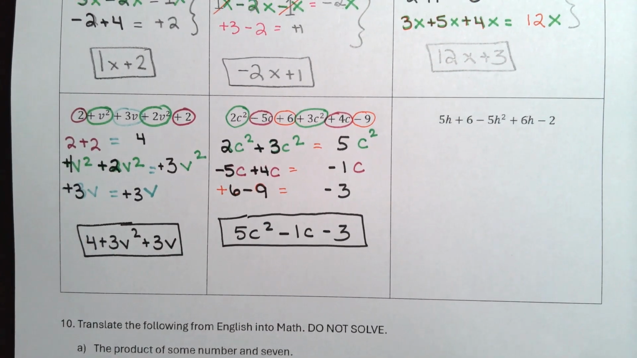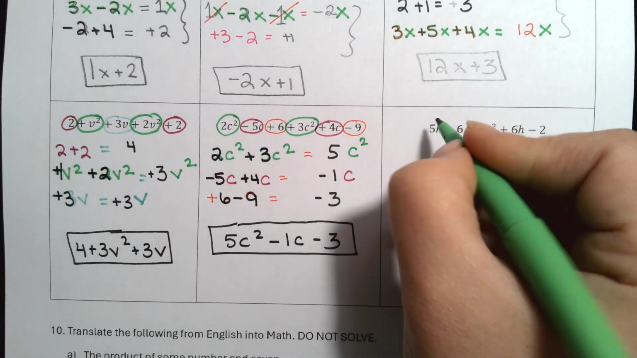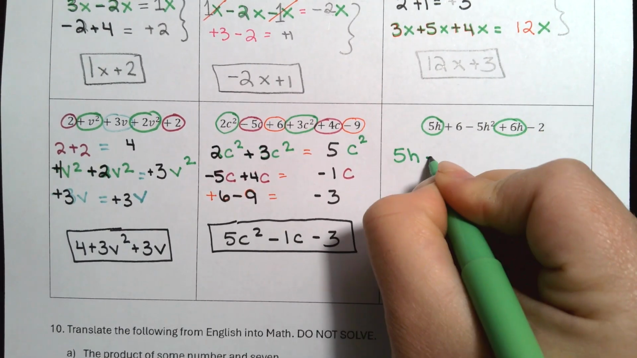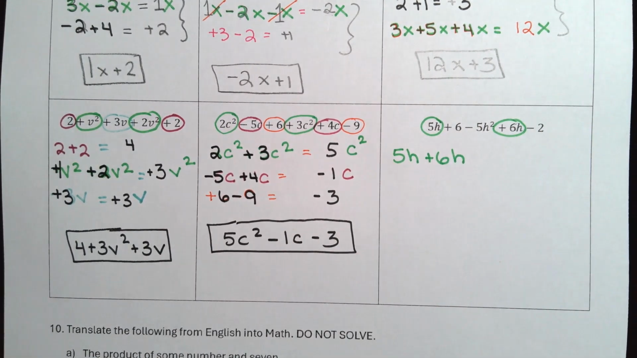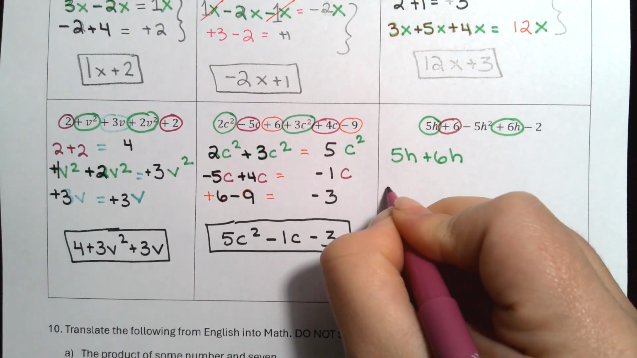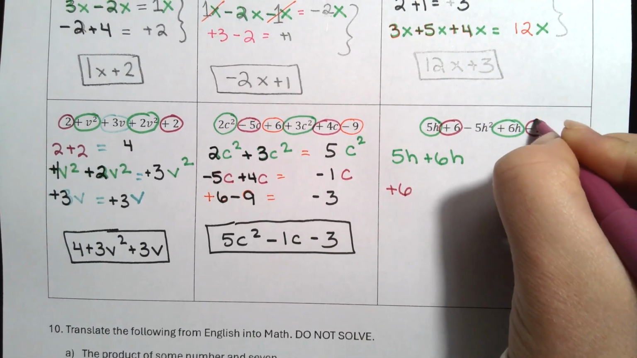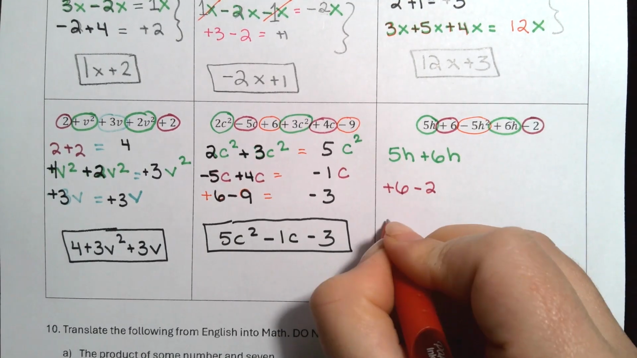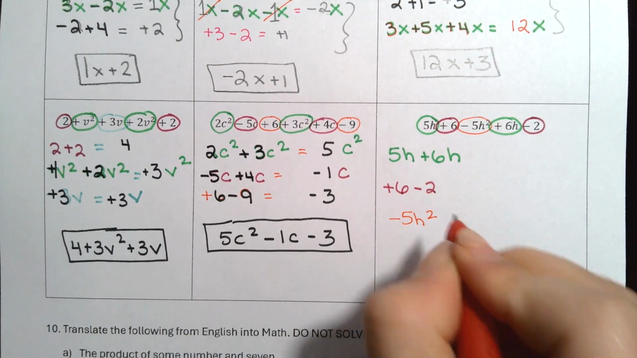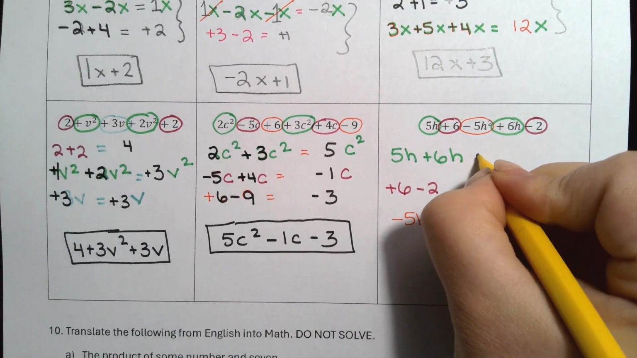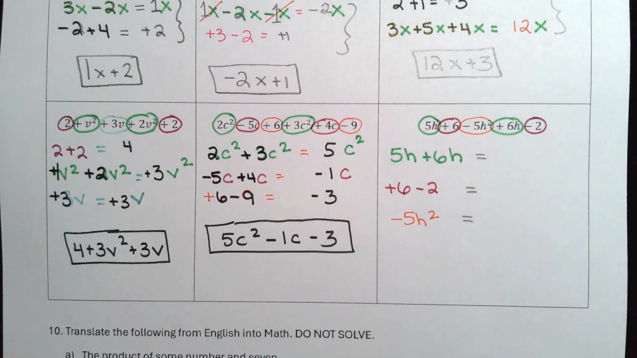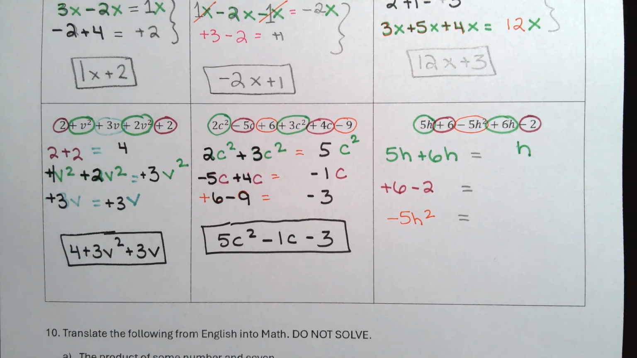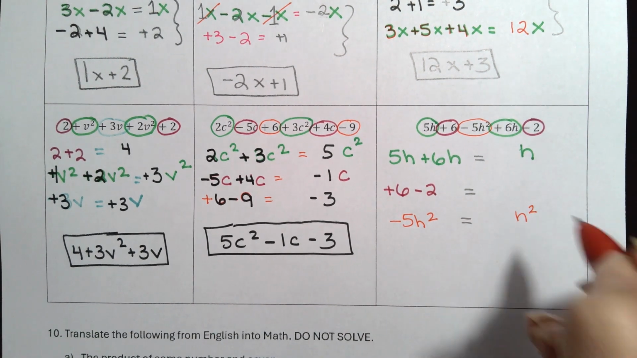Okay, one more. 5h's, positive 6h's, positive 6, negative 2, and a negative 5h squared. Again, if it has a letter, we keep the letter. We have an h. We have an h squared.